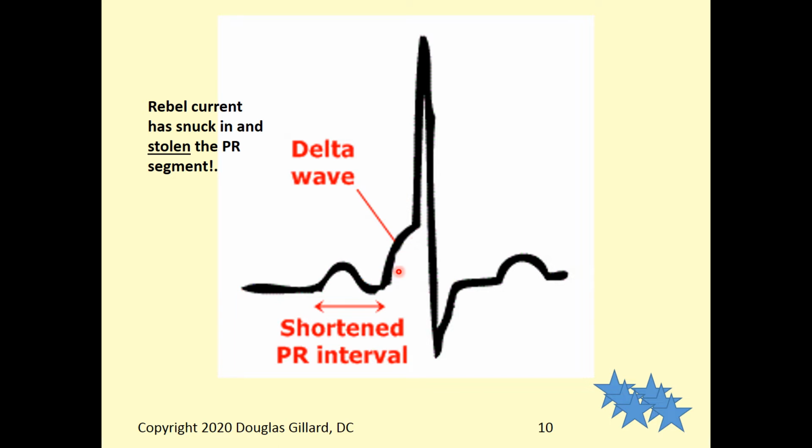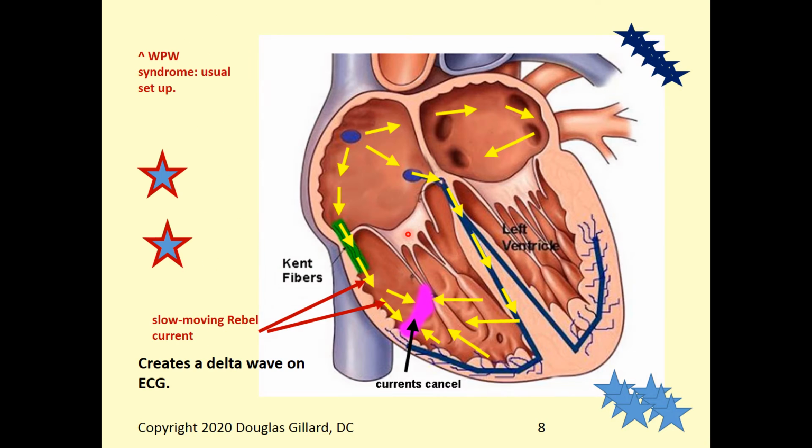So if we measured this out, the QRS complex would be too wide. Remember, it shouldn't be more than 2.5 little boxes, 2.5 millimeters, or 0.10 seconds, whatever you want to say. But this one is, so you get a wide QRS complex with a delta wave. Got it? What causes the delta wave? Well, this is where the rebel current is. Where's the rebel current? Right here. This right here, the delta wave starts. Delta wave, delta wave. That's the end of it. That's the delta wave. Got it?